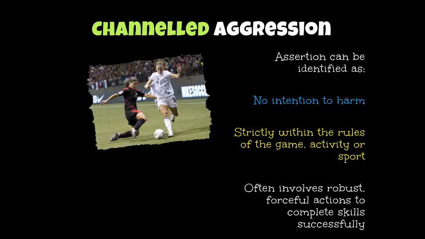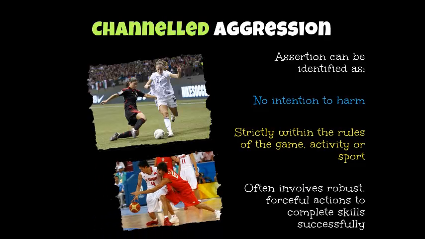Good examples here: sliding tackle in football or a shoulder barge in football essentially are within the rules of the game. You're being aggressive, you're showing some form of aggression, but it's channeled aggression, which is therefore assertion. The same could be said for if you're attempting to get the ball back in basketball as a steal. Without touching the opponent, you can still be overly aggressive, and therefore this is assertion because it's within the rules of the game. You're allowed to do that as long as you don't touch the opponent.